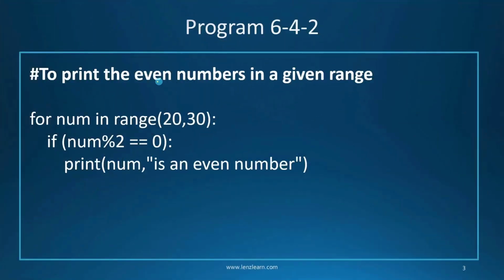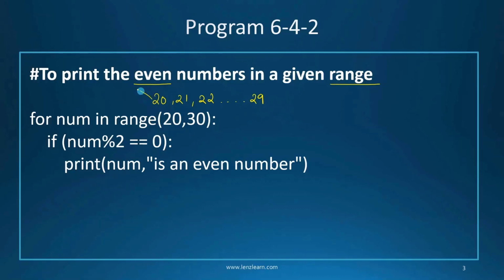Now in this program, we have to print all the even numbers from a given range. Okay, so we don't have a list, we have a range here. And from the range, we have to identify all the even numbers and print it. So you can understand the values inside this range will be 20, 21, 22. It will go all the way up till 29 because 30 will not be included in the range.